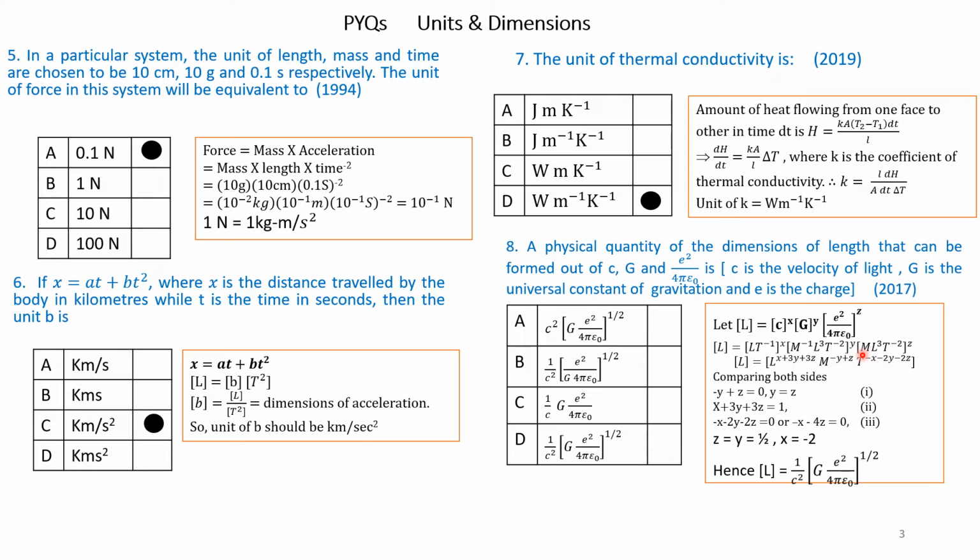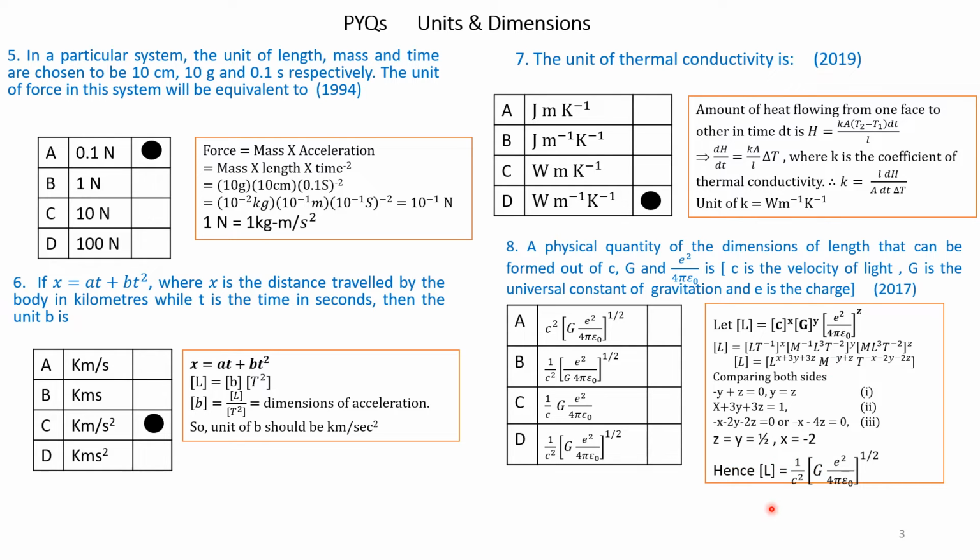Now we have to substitute the dimensions. The dimensions of velocity we know is L T to the power of minus 1, the dimensions of gravitational constant is M to the power of minus 1 L cube T to the power of minus 2, and we know the e square by 4 pi epsilon naught is M L cube T to the power of minus 2, to the power of z. Now we have to simplify and combine, rearranging the powers of length, mass and time. Rearranging, we get and simplify and find the values: x is equal to minus 2, and z is equal to y is equal to half.